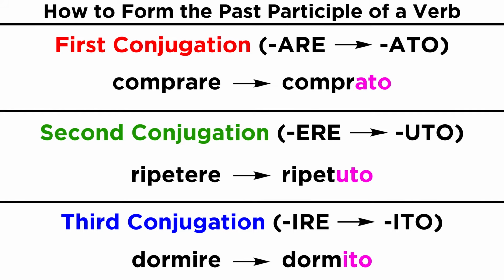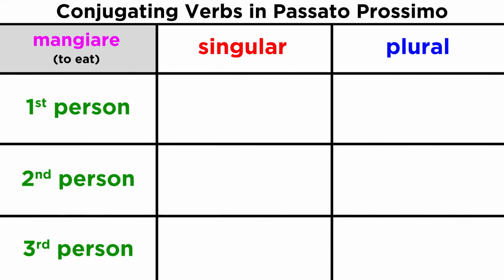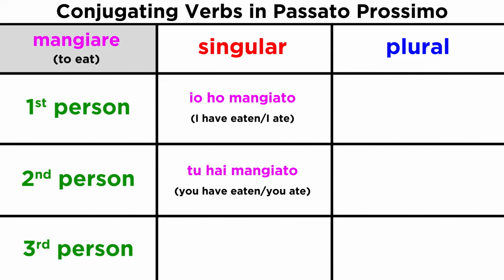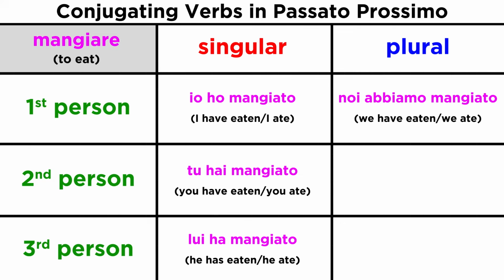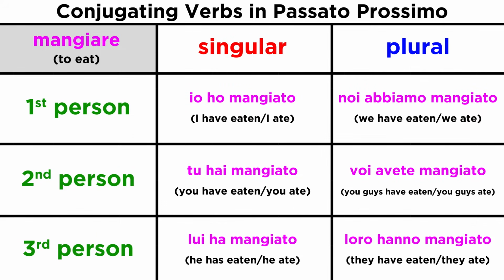So all we have to do is take the correct form of avere and combine it with the participle to get the passato prossimo. Using mangiare, we get io ho mangiato. Tu hai mangiato. Lui ha mangiato. Noi abbiamo mangiato. Voi avete mangiato. Loro hanno mangiato.